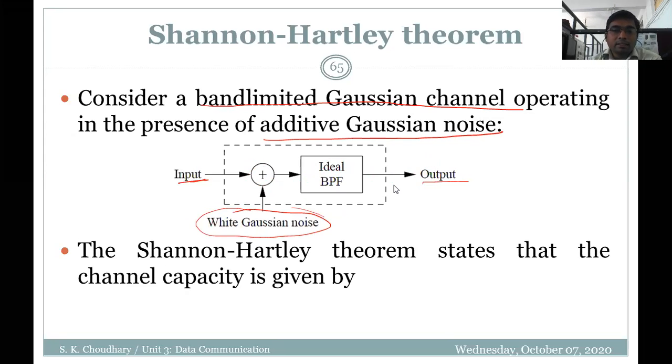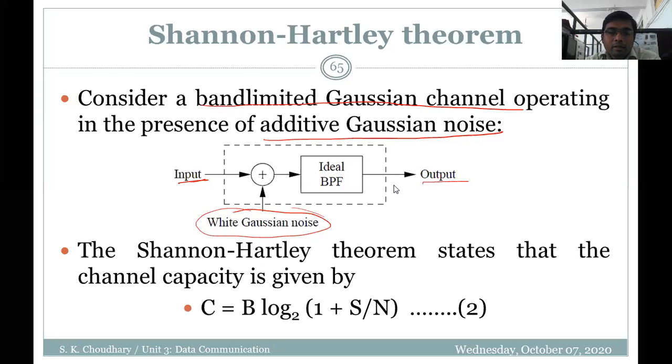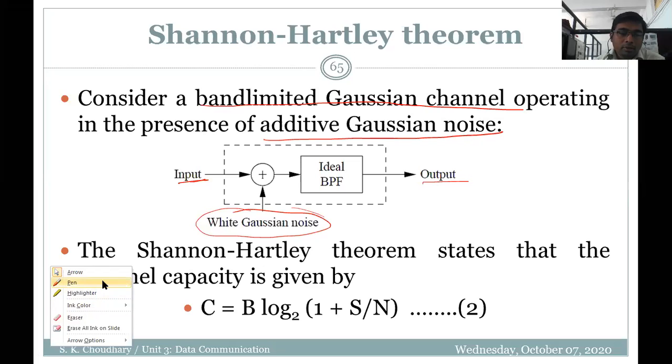So for such a condition, when we are working in the band limited Gaussian channel in the presence of Gaussian noise, the Shannon-Hartley theorem states that the channel capacity can be defined as C is equal to B log base 2 of 1 plus signal to noise ratio. And this is your equation number 2 here also. All of you please note it down.